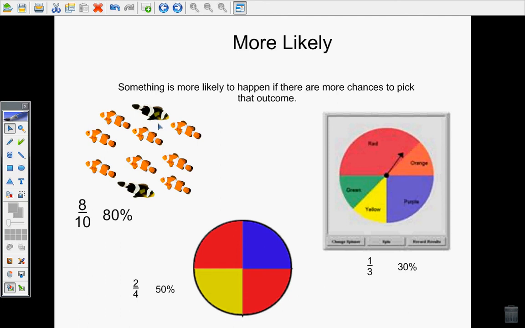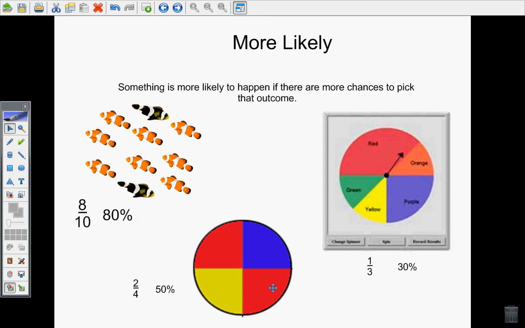than an orange fish. If I wanted to know mathematically how likely I am to get an orange fish, I could show it in a couple of ways. I could show it as a fraction. There are 8 orange fish and a total of 10 fish altogether. So I have a probability of 8/10 of getting an orange fish. If I wanted to turn that into a percentage, I would divide 8 divided by 10, and I would get 0.8, which is the same thing as 80%. So I have an 80% chance of getting an orange fish when fishing in this pool of fish.